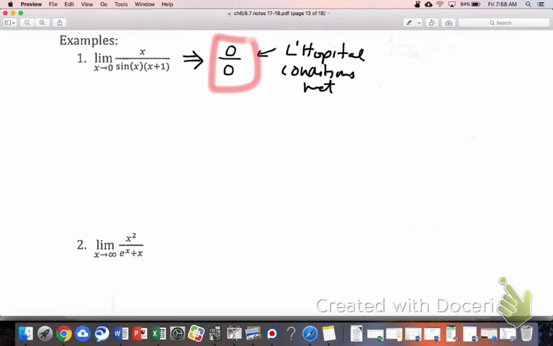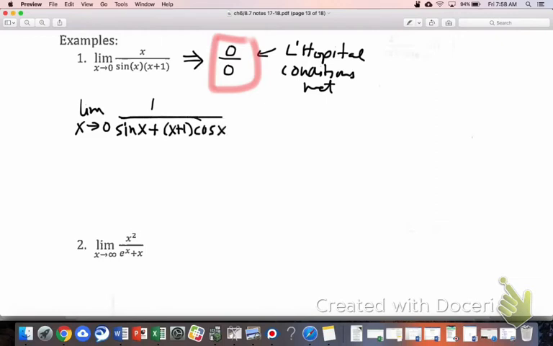Okay, so then L'Hopital's rule says that we can then do the exact same limit, except this time we can differentiate the numerator. So the derivative of x would just be a 1. And then the derivative of the denominator would be what? It's a product rule. So 1 times d2 would just be 1 plus 2, d1 would be cosine of x.